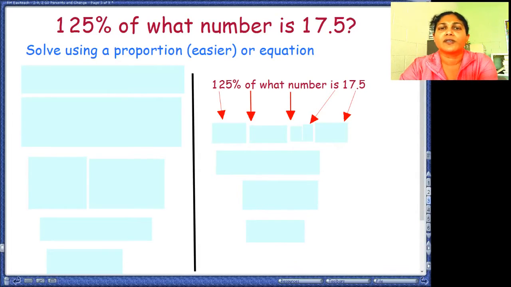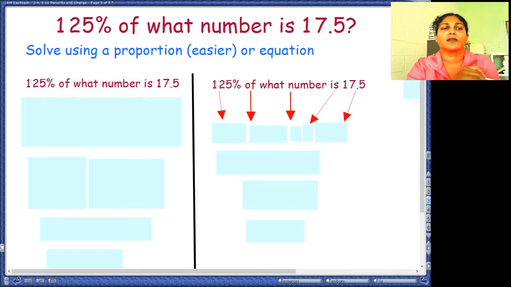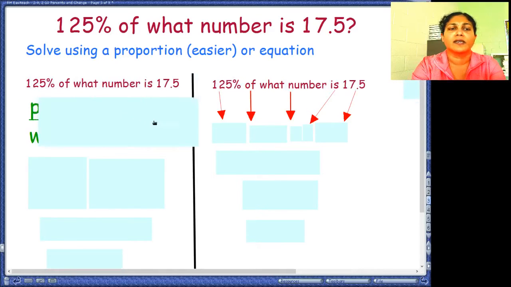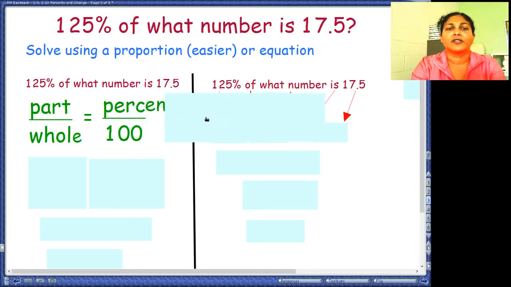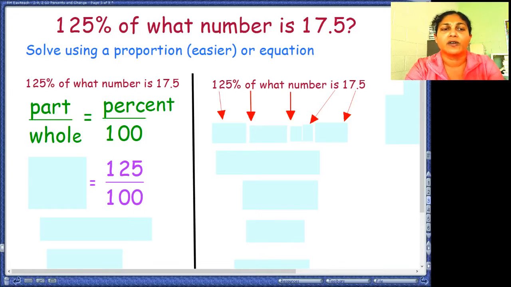You can solve this using a proportion or an equation, and writing the proportion is actually a lot easier. So what you're going to do is look at the question and take the 125% and fit it into part over whole equals percent over 100. Because it's 125%, it becomes 125 over 100. And then you have to ask yourself, of what number is 17.5?